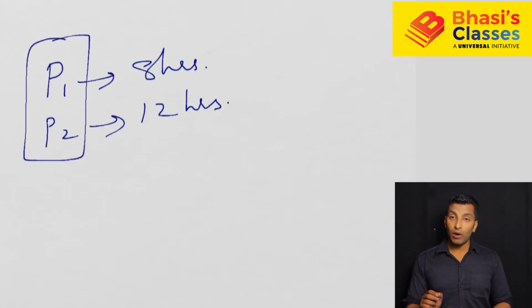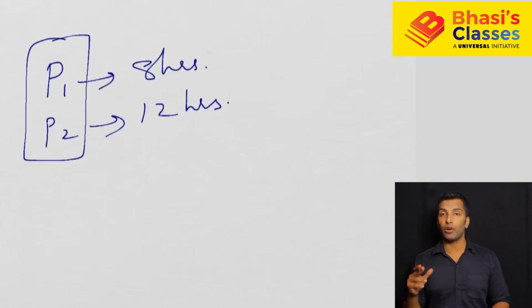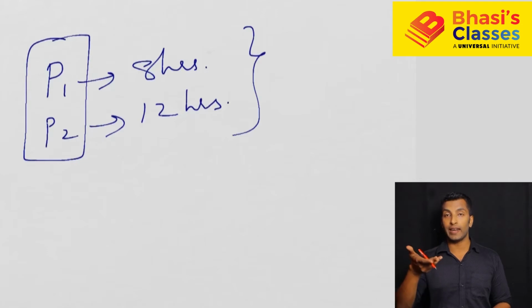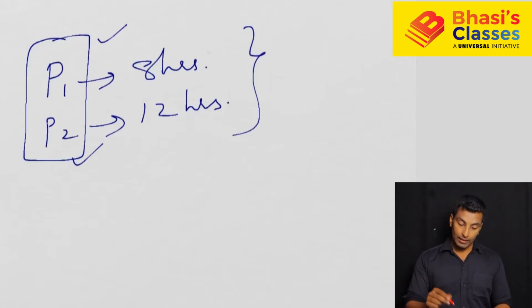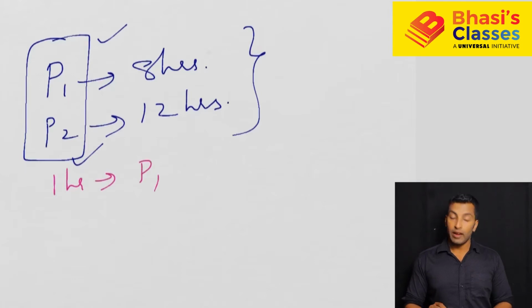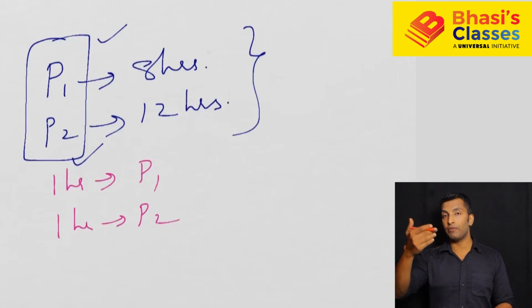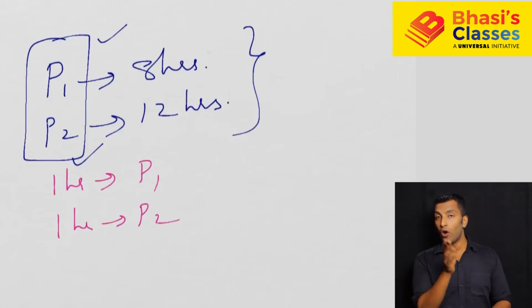Now, they are not working together. I'm not going to open them together. What I'll do is I'll do it alternatively. I'll start with pipe 1 and then pipe 2, then pipe 1, then pipe 2, like that. So I need to fix a time period. First 1 hour pipe 1, next 1 hour pipe 2, third hour pipe 1, fourth hour pipe 2, fifth hour pipe 1, sixth hour pipe 2. So every odd hour pipe 1, every even hour pipe 2.